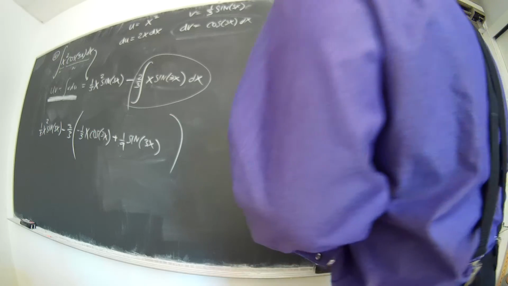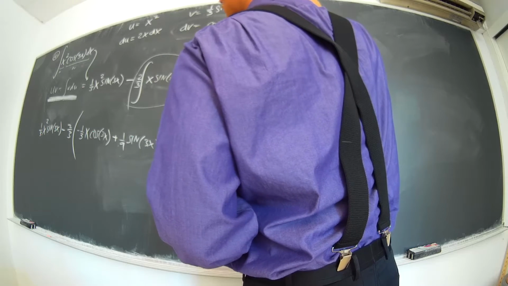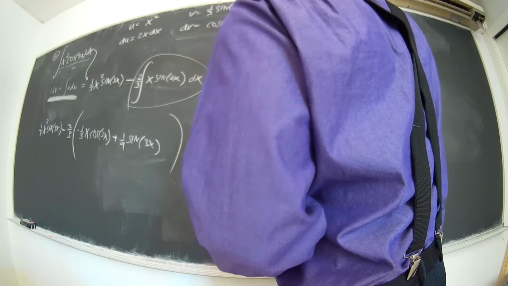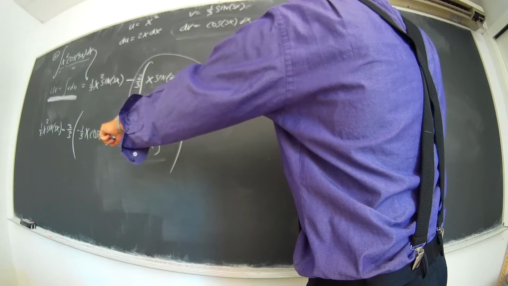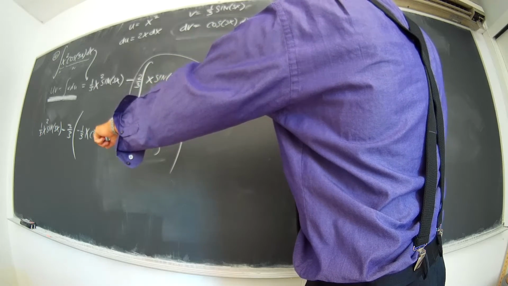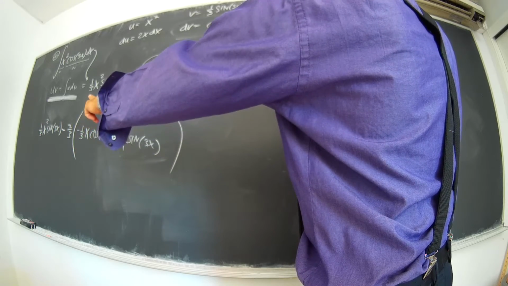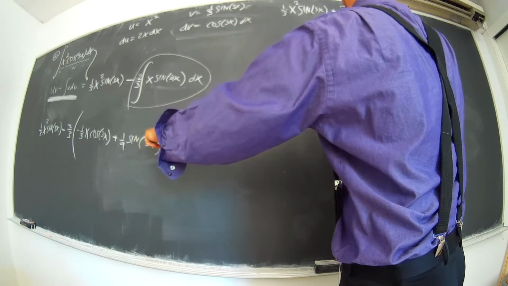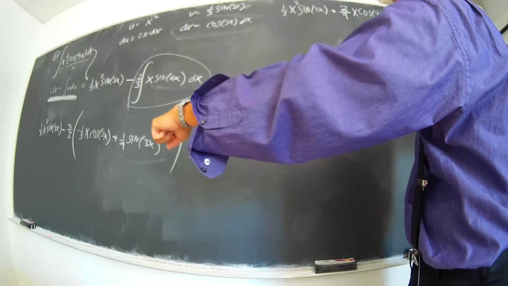Okay. All right. 1/3 x squared sine of 3x minus 2/3 times negative 1/3 is positive 2/9. So minus becomes plus, cosine 3x, plus 2/9 x cosine of 3x, minus 2, plus 27.